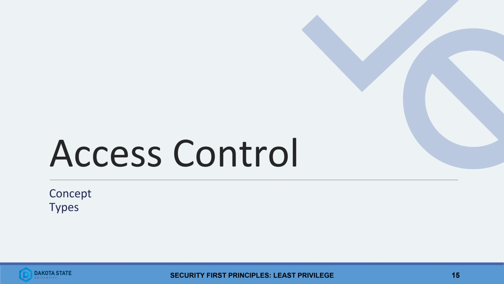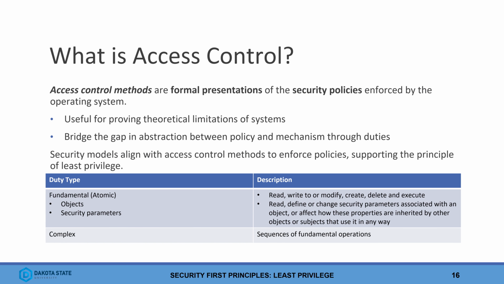Access control is another way that we can enforce the principle of least privilege and implement the policies described by the security models. There are several types of access control, which we'll talk about. Access control methods are formal presentations of the security policies enforced by the operating system. They are really useful for proving theoretical limitations of systems, as well as bridging the gap in abstraction between policy and mechanisms through terms called duties. Security models align with access control methods so that they can enforce the policies which support least privilege.